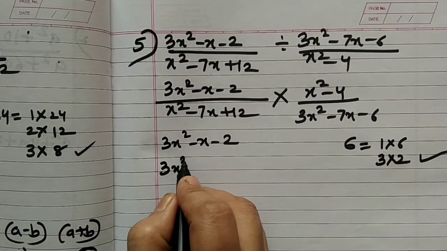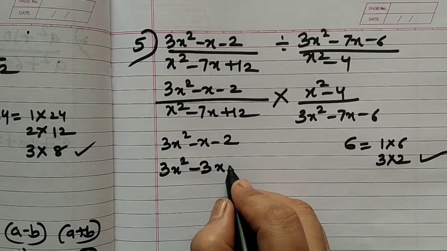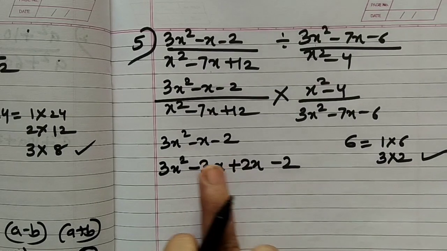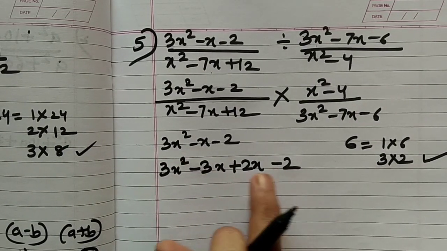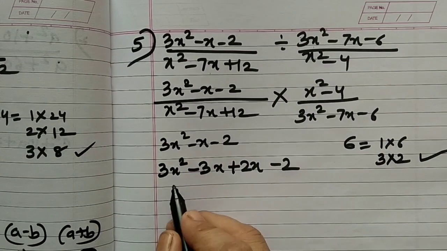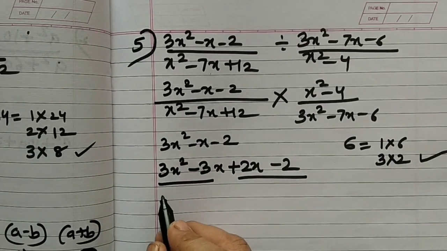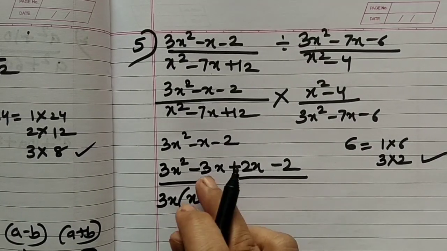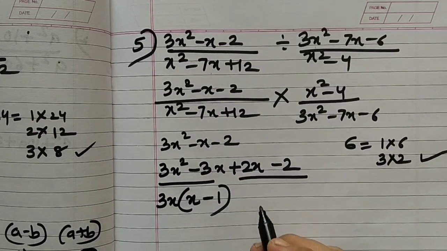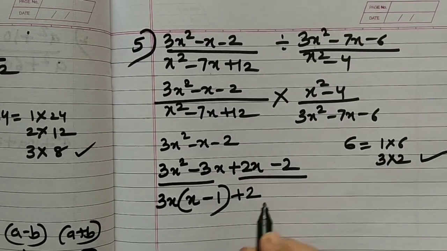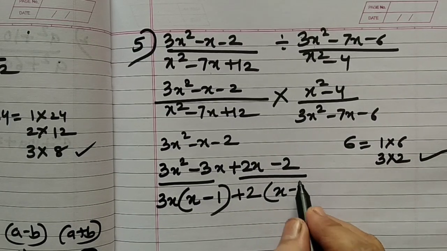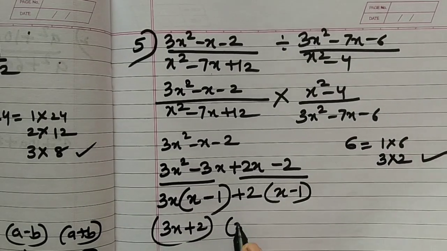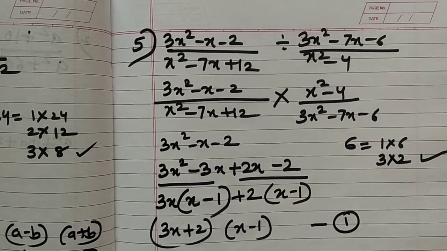So our expression will be 3x square minus 3x plus 2x minus 2. Minus 3x plus 2x will give us minus x, minus 3 into plus 2 will give you minus 6. Now we will take common. What is common here? 3x. What will remain? x from here, and minus, nothing is left here, 3x has gone out, so minus 1. Then again we take out 2 as common. We get x minus 1. So the answer is 3x plus 2 into x minus 1. That is our equation 1.